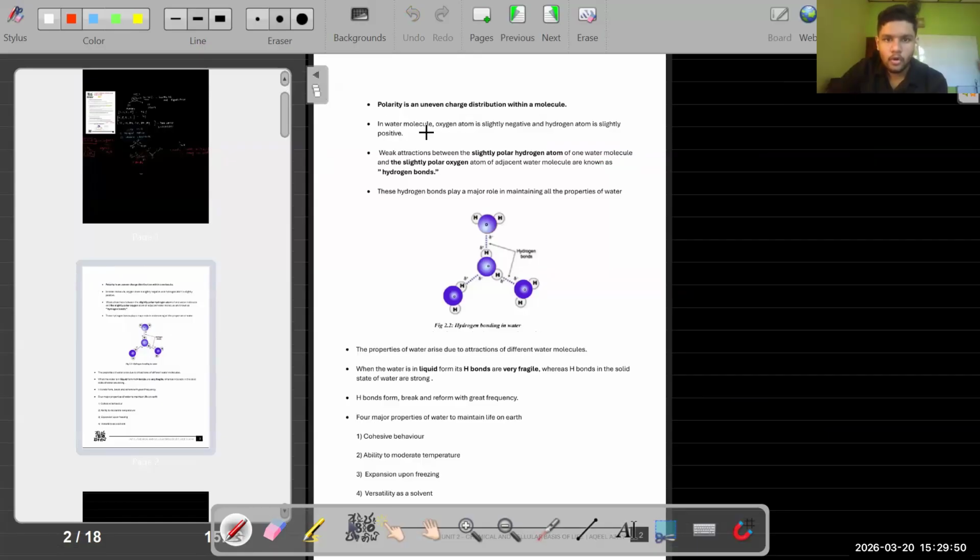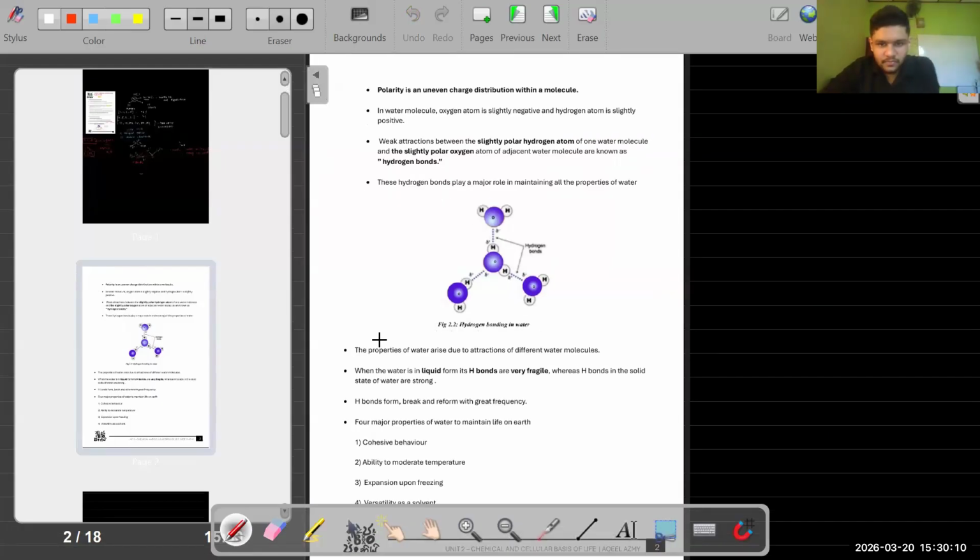In water molecule, oxygen atom is slightly negatively charged. Now you can understand why it is slightly negatively charged. Why? Electrons are more attracted towards it, right? Hydrogen atom is slightly positive. Weak interaction between a slightly positive hydrogen atom of water molecule and slightly negative oxygen atom of another molecule are called as hydrogen bonds, right? The properties of water arise due to attraction of different water molecules.